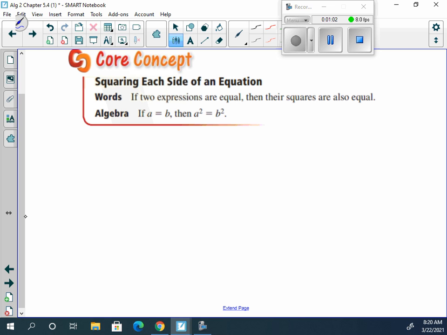So let's add some numbers. Let's just say x is equal to 2. We're okay saying x is 2, yes? Well, we can also say that x squared is equal to 2 squared, which would be 4. If x equals 2, it also means that x squared is equal to 4. Both of these are true. So we can square both sides and have a true statement.